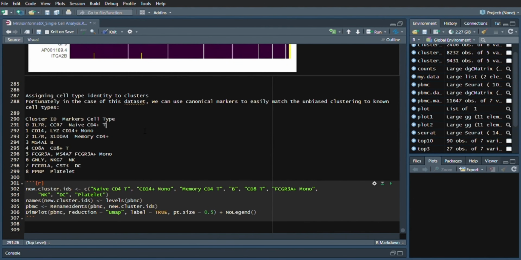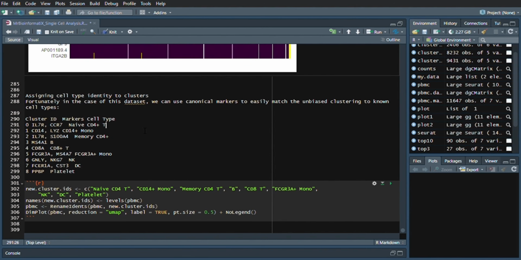So for example, cluster 0 is identified by markers IL7R and CCR7. This means that cells in this cluster express high levels of IL7R and CCR7, which are characteristic of naive CD4 plus T cells. Naive CD4 plus T cells are a type of immune cell that has not yet encountered an antigen and is in its initial unactivated state.